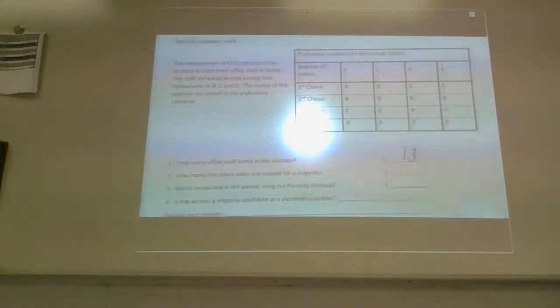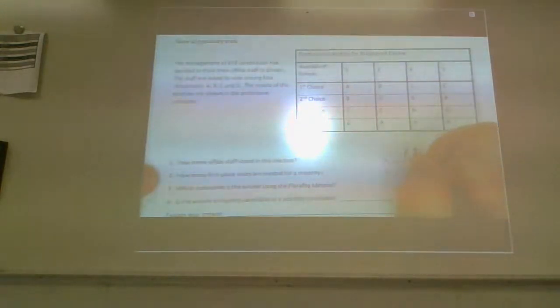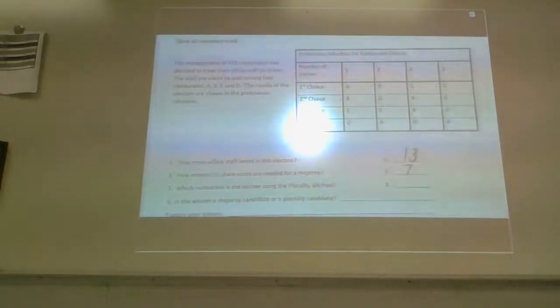Because, well, 5 plus 1 plus 4 plus 3, there's 13 people participating. How many first place votes are needed for a majority? Now, this is important, though. If you had 12 people voting, 6 would not give you a majority. It would not give you a definitive majority. Because in order to have a majority, you have to have 50% plus 1. You have to have just more than 50% of the vote. How many first place votes are needed for a majority? In this particular instance, you do need 7. You absolutely need 7.